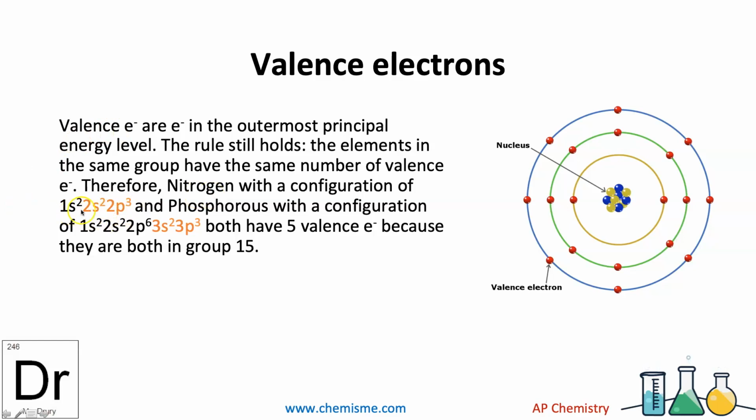So since nitrogen is 1s2, 2s2, 2p3, you add the superscripts for the 2 level, which is 5 valence, which corresponds to group 15. Or for phosphorus, it's 1s2, 2s2, 2p6, 3s2, 3p3. If you add 2 plus 3, you get 5 valence electrons, and that's why they're in the same group 15, because they both have 5.